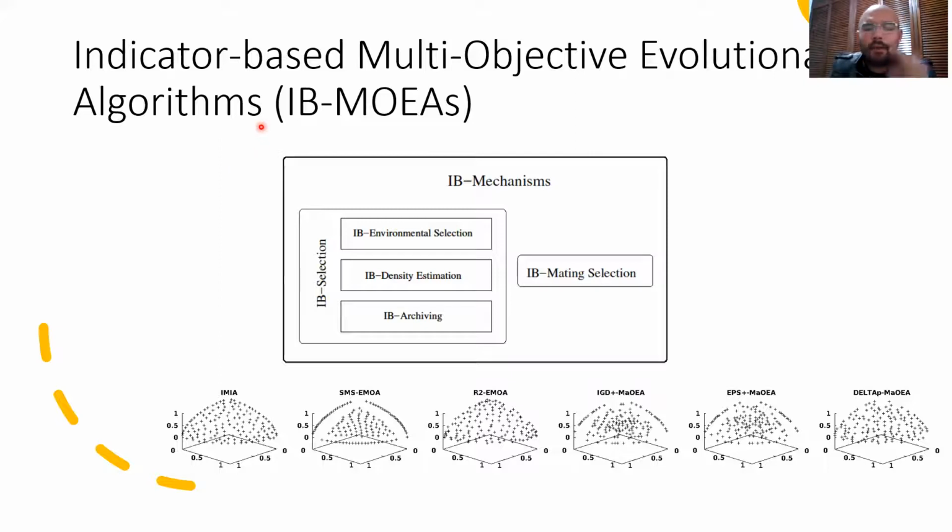So we can define the indicator-based MOEAs, the IB-MOEAs. And we can use indicators to define the environmental selection, a density estimator, an archive, and also the mating selection. According to the preferences of each indicator, we will have different distributions reflecting these preferences.